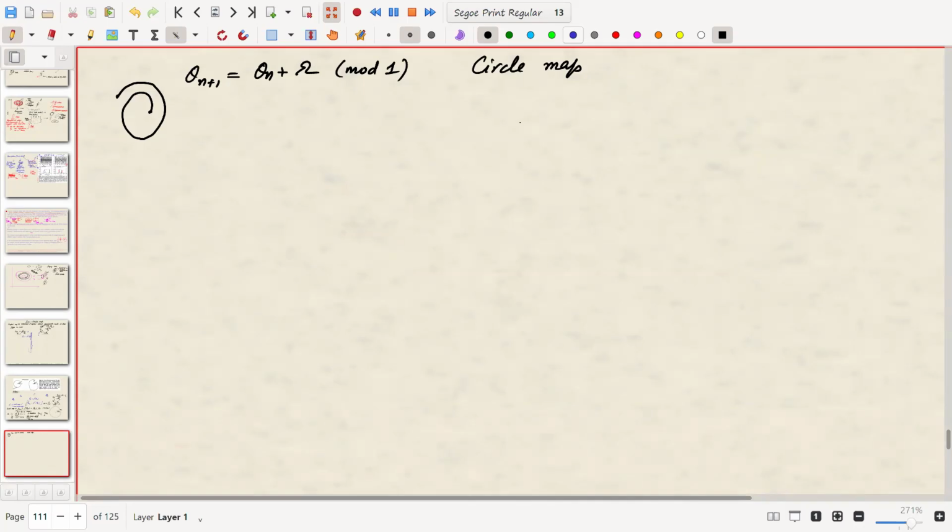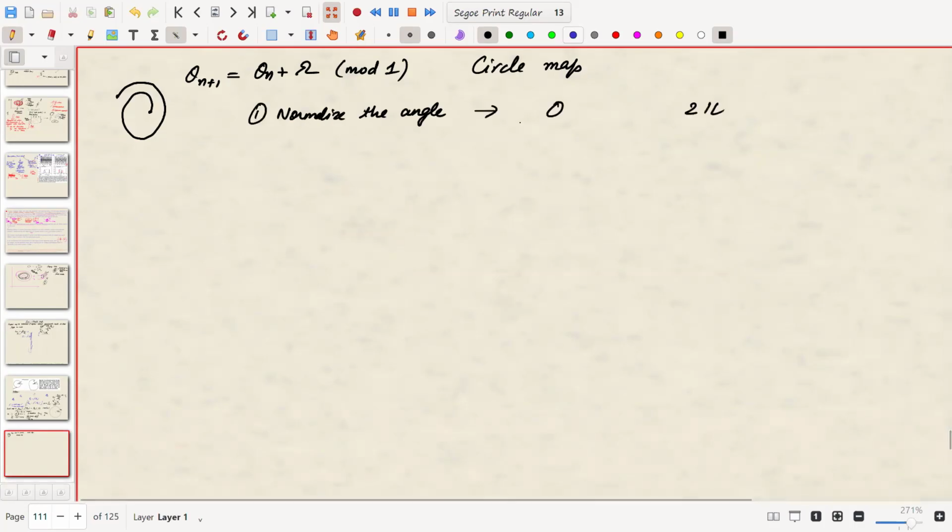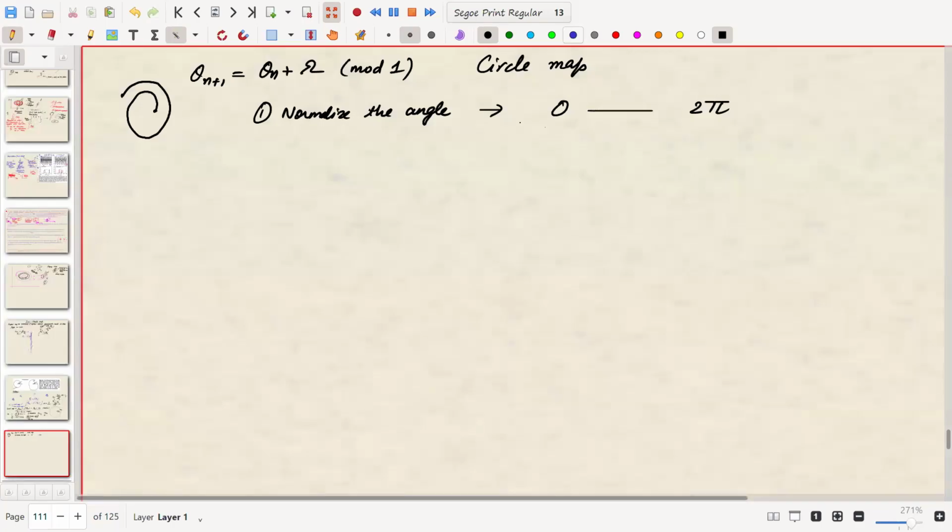So therefore, instead of computing the angle, we normalize the angles. How do you normalize the angle? So you have 0 to 2 pi. They said that we will fix the starting point to be 0 and the final point to be 2 pi. And we normalize it. How do you normalize? You divide by the total interval, that is 2 pi. So what should it give? 0 to 1.